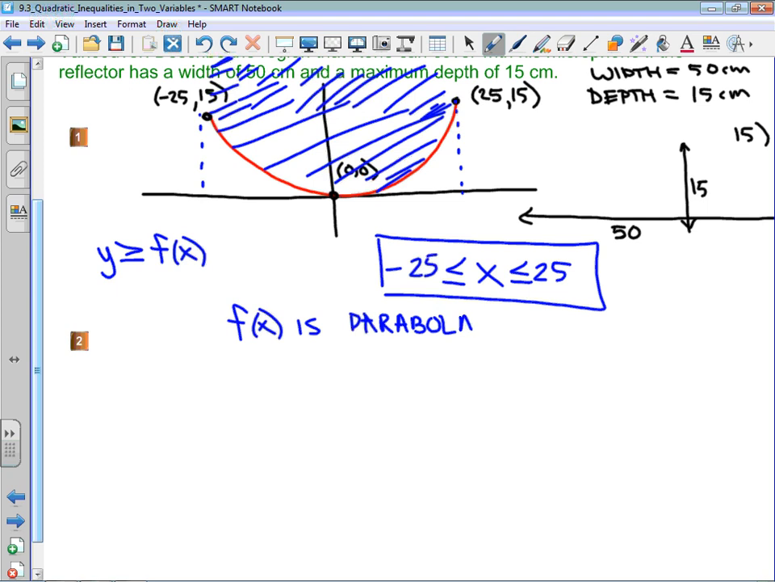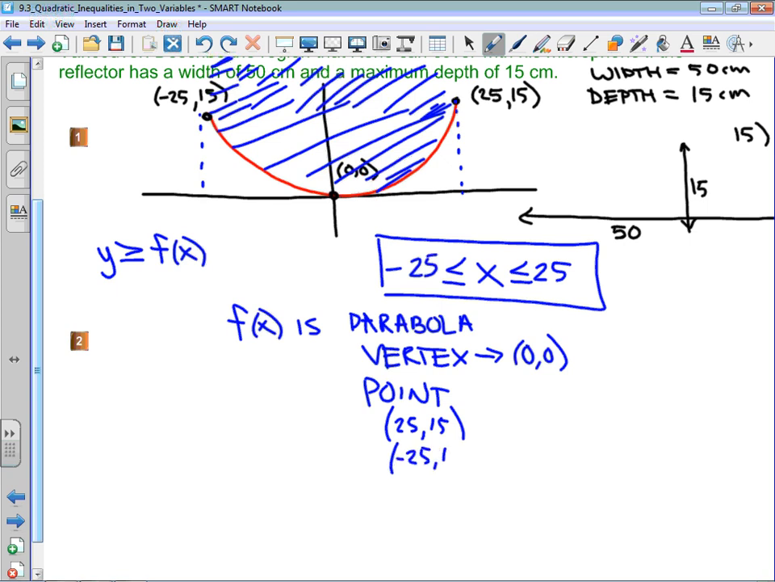with the vertex at the origin, so that's 0, 0, and then I'm going to identify there's 2 points. There's the point 25, 15, and there's the point negative 25, 15. Now, truthfully, you don't need both those points. You only need one of them, but you do need one of them, because knowing the vertex is at 0, 0 allows me to identify that my p parameter is 0 and my q parameter is 0.